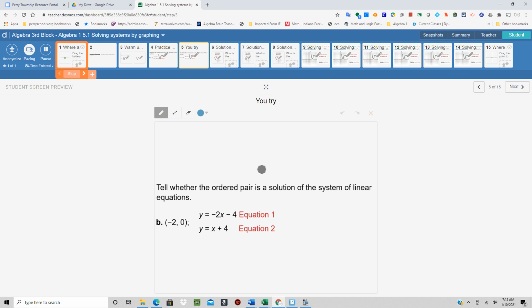All right. Normally I'd have you try this one on your own. We're going to go ahead and do it together. x, y. My y is 0, minus, or equals. Almost forgot to write my equal sign. Negative 2 times negative 2 minus 4. That's going to give me 4 minus 4, which does equal 0. So that one works out.